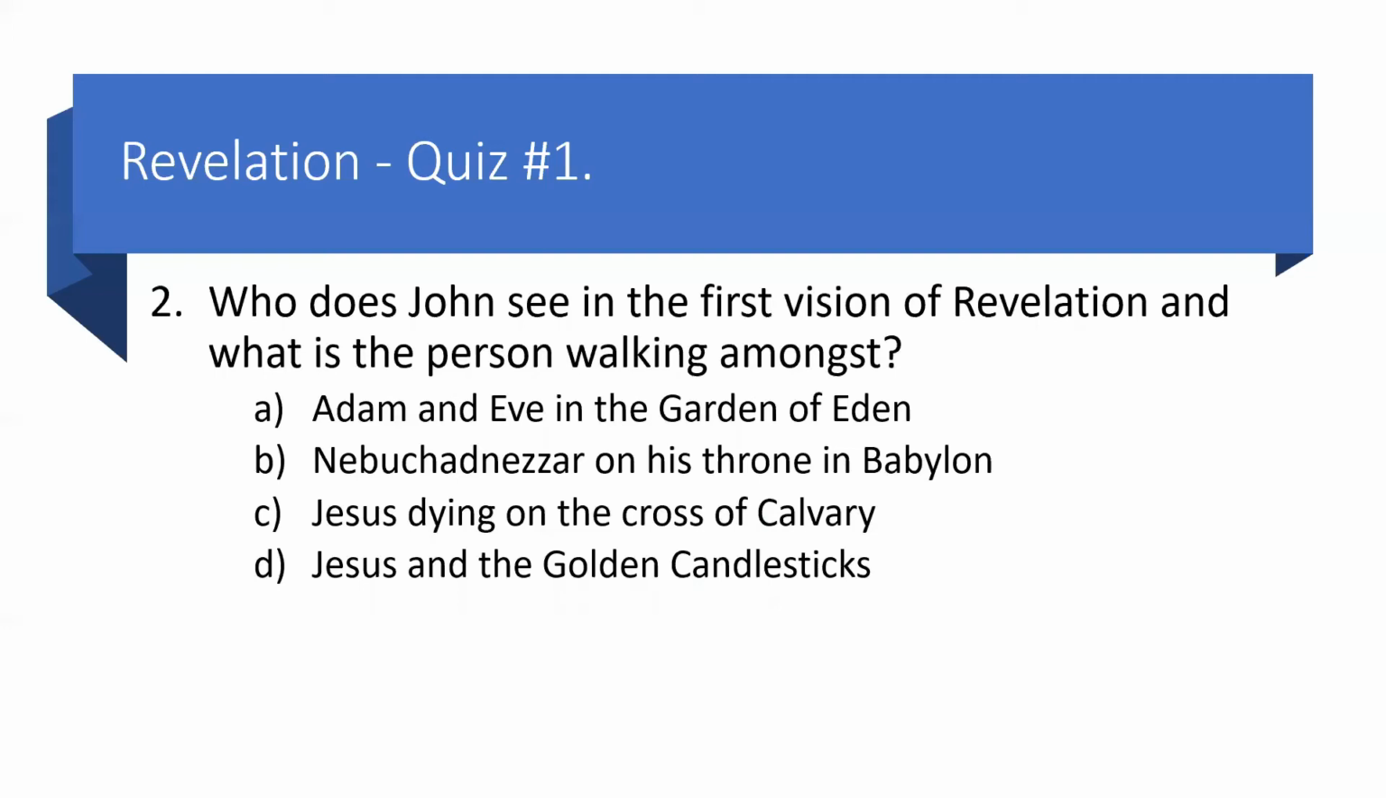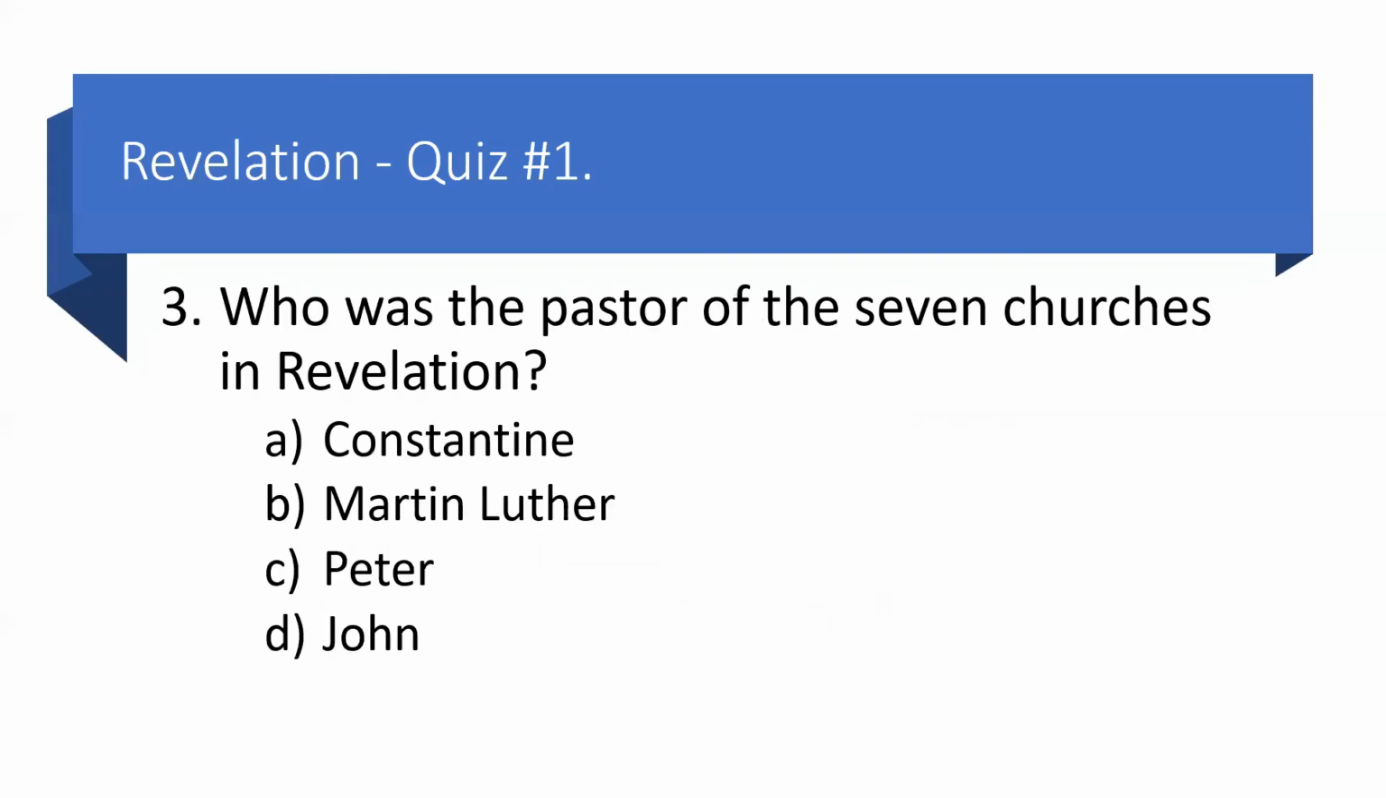Question 2, who does John see in the first vision of Revelation? And what is the person walking amongst? He saw Jesus. Remember that vision of Jesus, golden hair and bronze feet and eyes like fire, etc. And he was walking among the golden candlesticks, which is a sanctuary theme that is repeated over and over again. So I hope you guys got that correct.